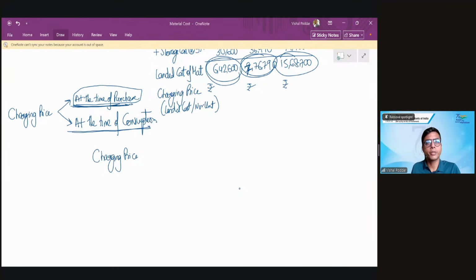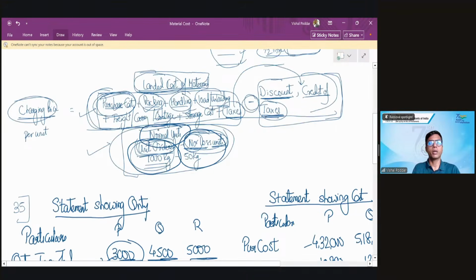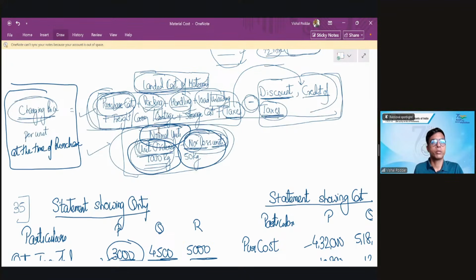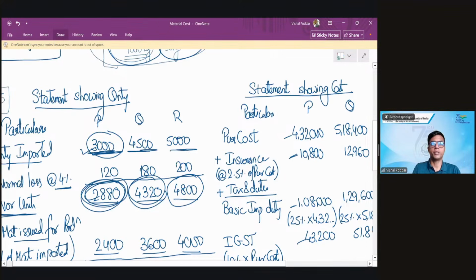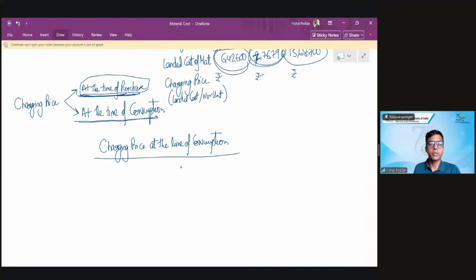Charging price at the time of consumption. So what we just understood was charging price, but this charging price, this formula is, I will add over here, at the time of purchase. Correct? जिसको हम बोलते हैं ना घर में कितने में पड़ा. Now, after you have calculated this, for which we just did this example, the next part is finding out charging price at the time of consumption.